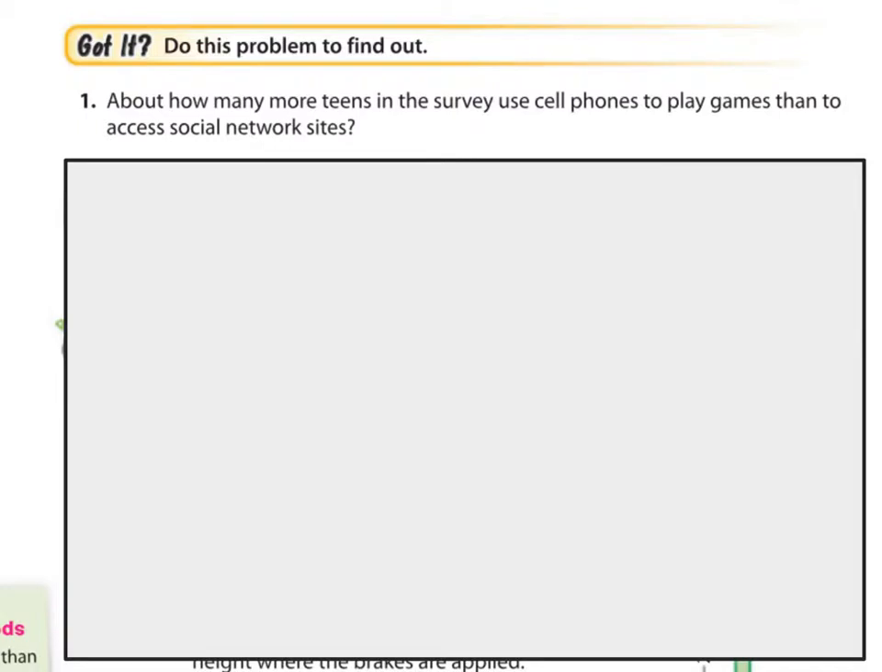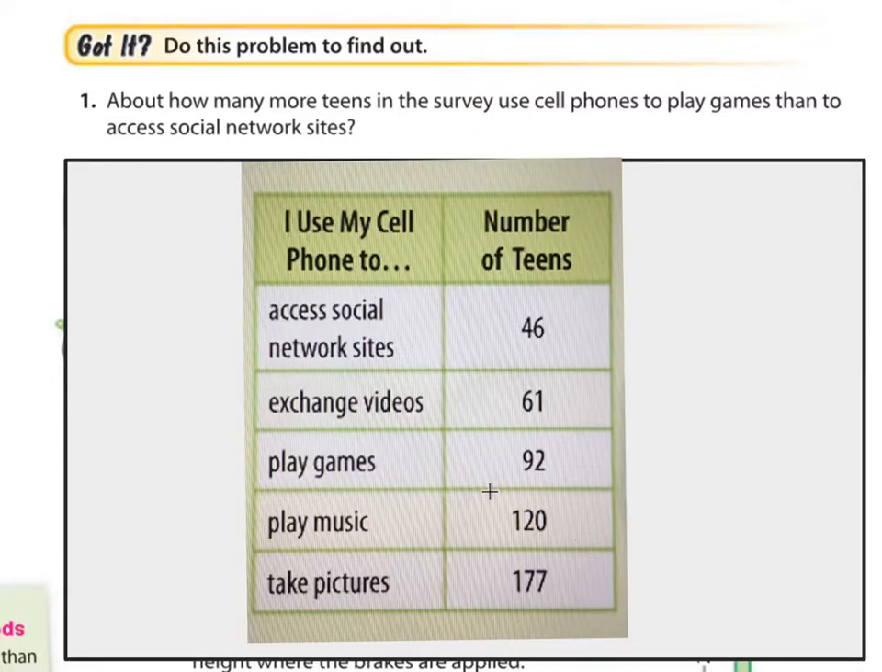Okay, let's try the example ourselves. Make sure you take notes as you watch. Okay, question 1. About how many more teens in the survey use cell phones to play games than to access social network sites? Let's pull up that chart again and see. So it's saying how many more teens use cell phones to play games.